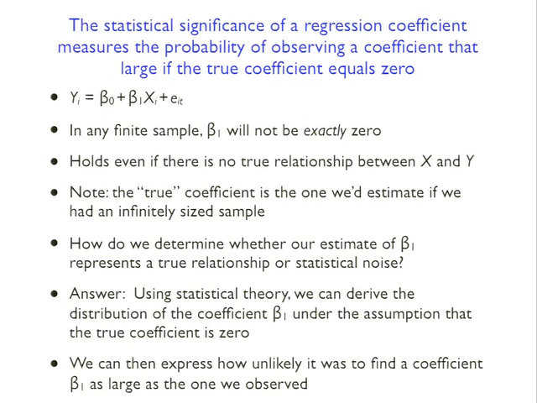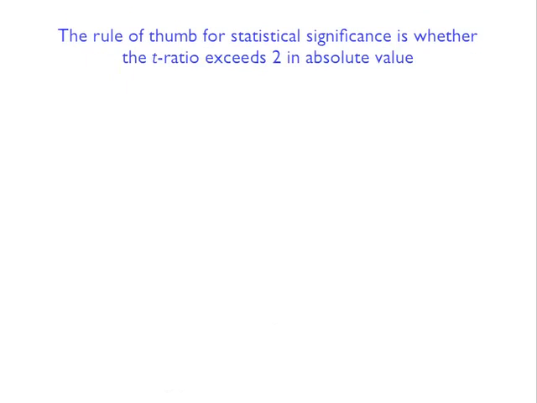So the rule of thumb for statistical significance turns out to be, what we do is we calculate this thing called the t-ratio, which I'll discuss in a moment, and then we determine whether or not that t-ratio exceeds 2 in absolute value. So conveniently enough, it turns out that under most circumstances, the sampling distribution of the coefficient beta 1, the thing that you're estimating in your regression, is going to be approximately normal.